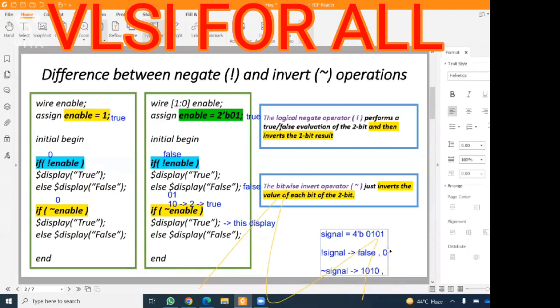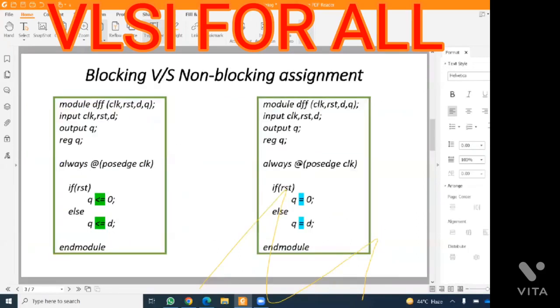Yeah, this is the correct answer because each bit is inverted. 0 changes to 1, 1 changes to 0, 0 to 1, and 1 to 0, right? Okay. So the summary is that the negate operator acts as a logical negate operator. It evaluates whether the condition is true or false, whereas invert acts as a bitwise operator, and it deals in inverting each bit. Let's check the next example.